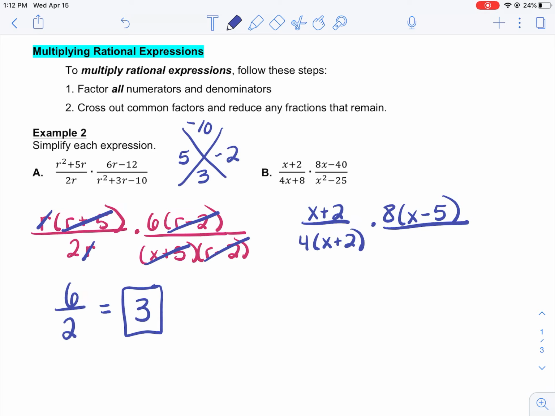And then we have another difference of squares. We take the square root of x squared and the square root of 25. We can break that up into x plus 5 times x minus 5.